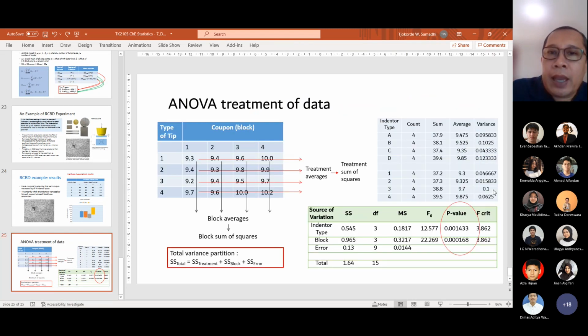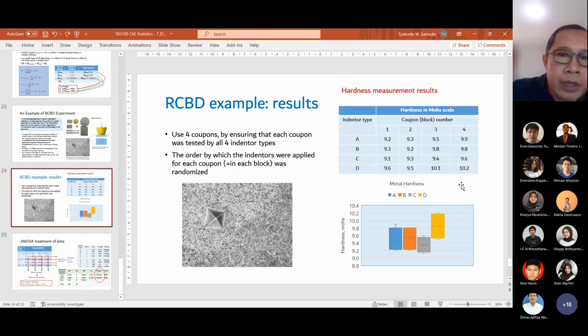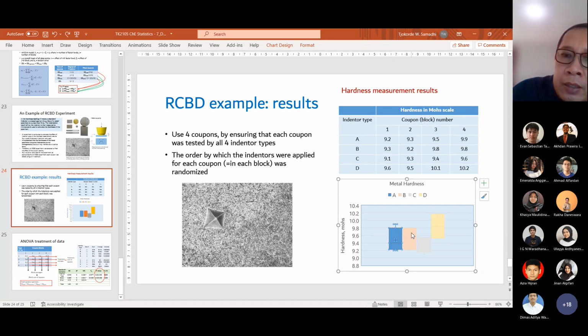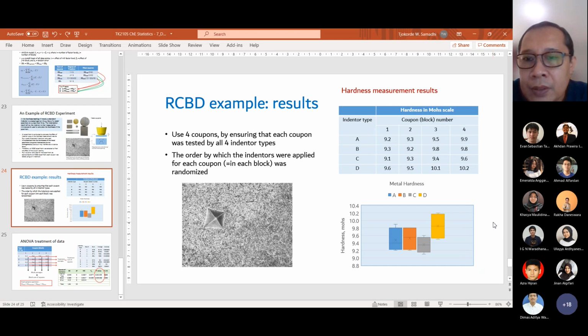And this is the box plot of the metal hardness, of the measurement results. Blue one is indenter number A, this is indenter number B, indenter number C, and indenter number D. Again, the question is, is there any significant difference in hardness values measured by these different indenters?